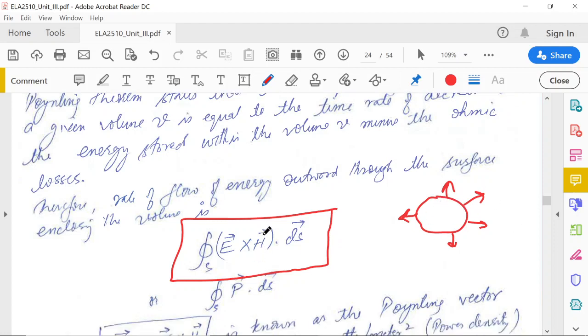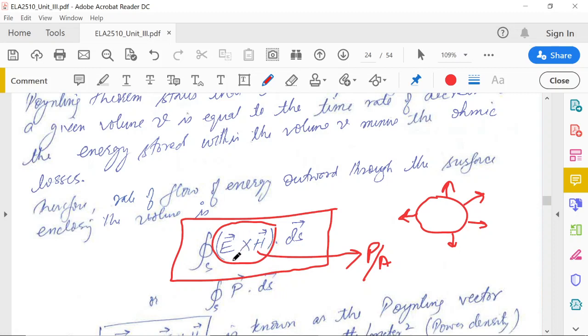It means this is a power density because you are taking the dot product with ds. So the total power is given by this integral. Here you have ds. So here this will be some power per unit area. This is power per unit area, per unit surface, and so on.